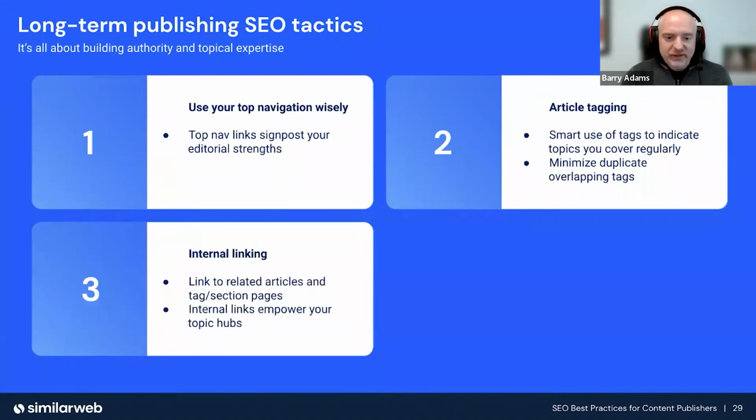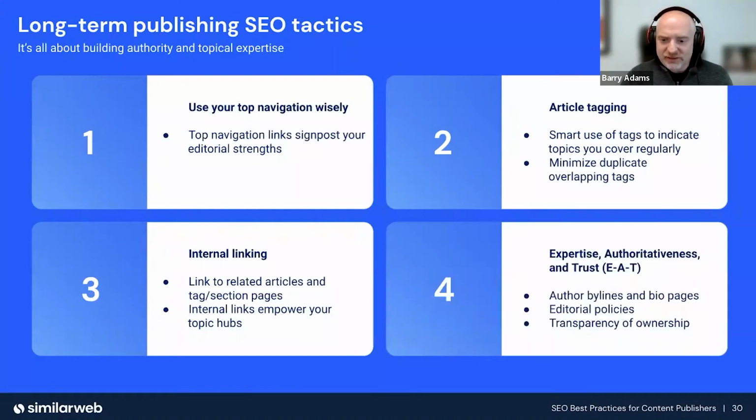Third, then, we're talking about internal linking. This aligns a bit with tagging, because you can link from an article to a specific tag and section page to empower those pages and tell Google that, yes, we are strong on these topics. But you can also use links to other related articles, because those tend to increase engagement, and Google sees engagement signals as a positive sign that you're a publisher that people want to engage with and read content from.